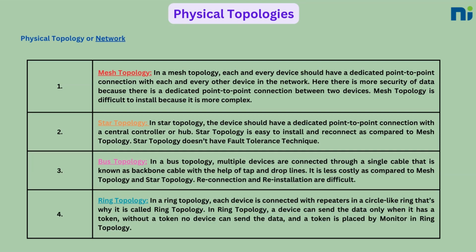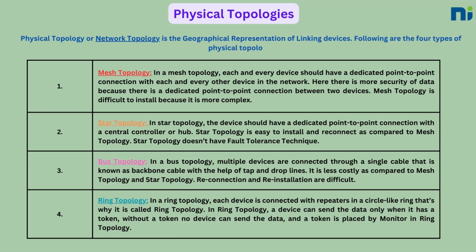Physical topologies. Physical topology or network topology is the geographical representation of linking devices. Following are the 4 types of physical topology. 1. Mesh topology. In a mesh topology, each and every device should have a dedicated point-to-point connection with each and every other device in the network. Here there is more security of data because there is a dedicated point-to-point connection between 2 devices. Mesh topology is difficult to install because it is more complex.